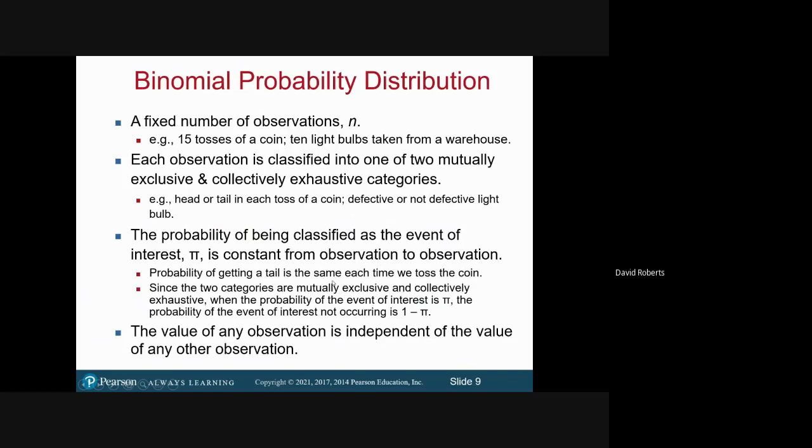So a binomial probability distribution has a fixed number of observations. You can see 15 coin tosses, 10 light bulbs, or in the case of a multiple choice test, you would have, say, 20 questions to answer, or 80, or whatever the case may be. And you only have two possible outcomes, success or failure. It's head or tail, it's a defect or not a defect. But also, you either get the question right on the multiple choice or wrong.